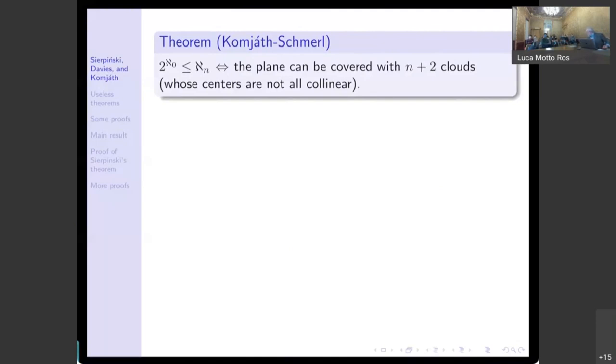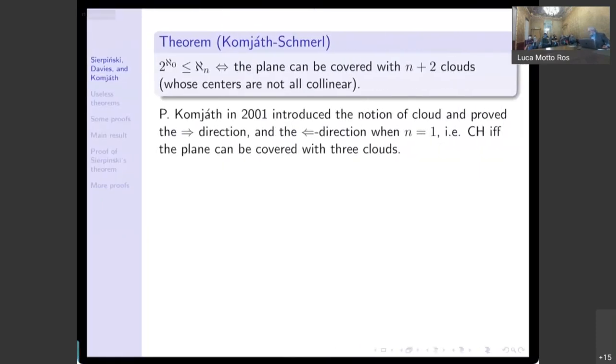Now, if you get the sense that this theorem has all the same flavor, you're absolutely right. And what amazed me is that people realized before. So Peter Komjáth introduced this notion in 2001 and proved the forward direction and also the reverse direction when n is equal to one. So he proved that if you can cover the plane with three clouds, then you get CH. He even added in the proof in the paper, oh, by the way, I managed to prove that it's consistent that the plane cannot be covered with three stars. So I recently emailed him and he forgot how to prove it. He even forgot that he actually proved it.